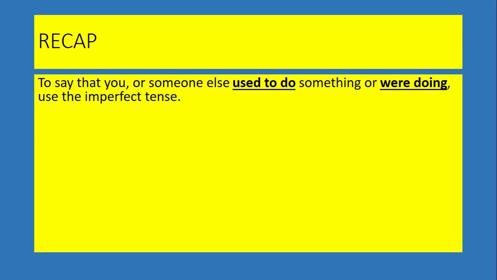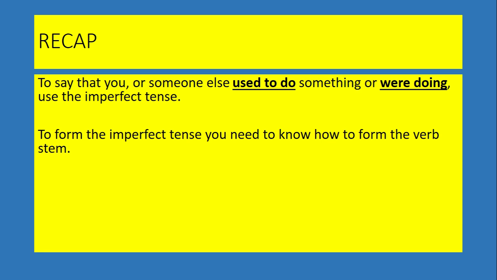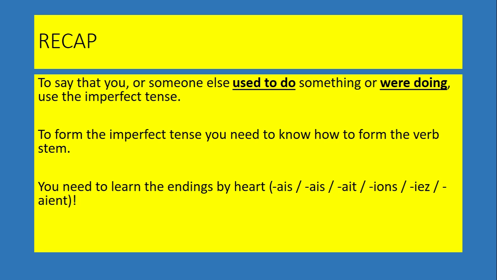So recap of the imperfect tense. To say that you or somebody else used to do something or you were doing something, use the imperfect tense. To form the imperfect tense, you need to know how to form the verb stem. The verb stem, remember, is the nous form of the present tense with the ONS removed. And then you add the imperfect endings, which are AIS, AIS, AIT, IONS, IEZ, AIENT. One exception is the irregular verb être, and you add those imperfect endings onto the stem ET. Okay, so that's it.